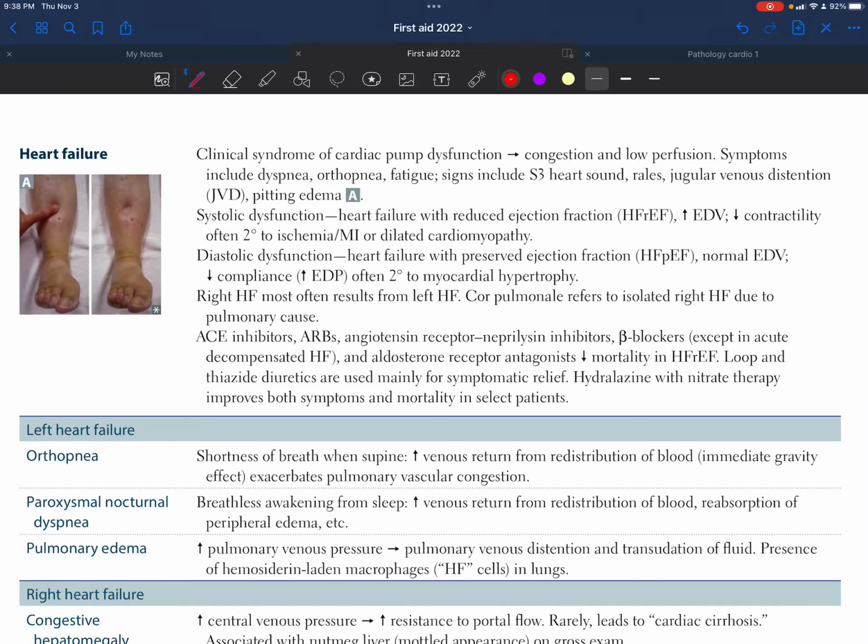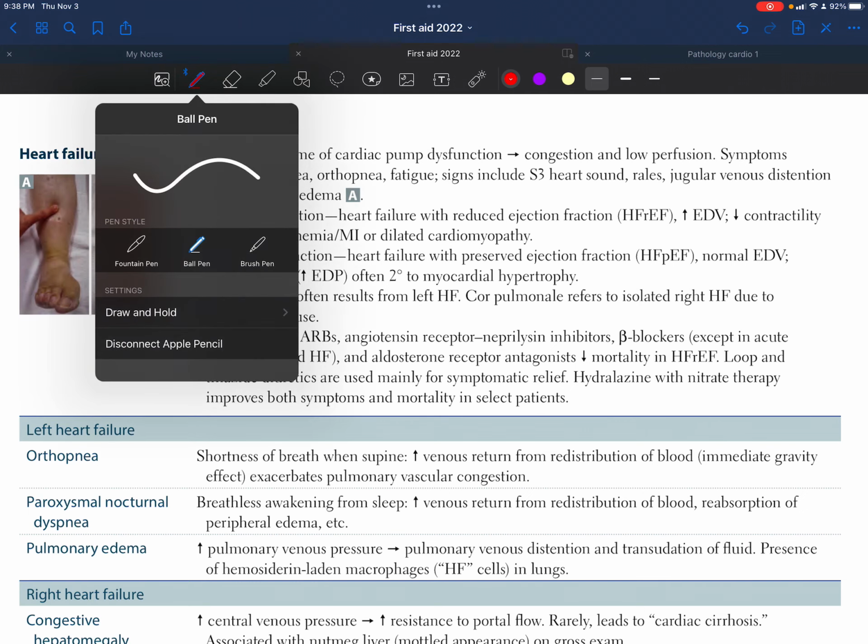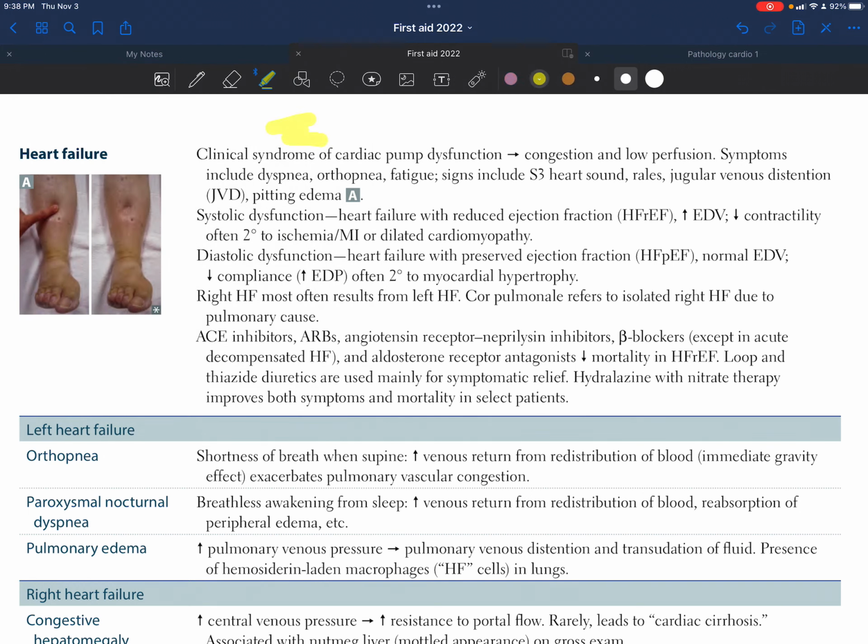Heart failure is basically a clinical syndrome, a syndrome of symptoms, not only one type of symptom happening, but a collection of symptoms and things that are occurring within the patient's body. So it's called a clinical syndrome.